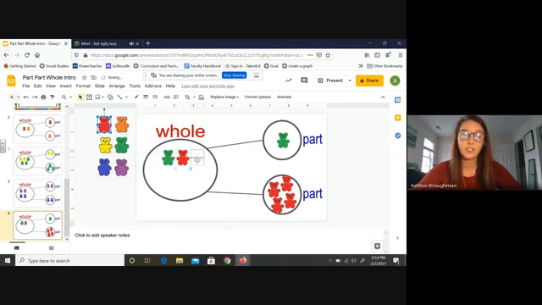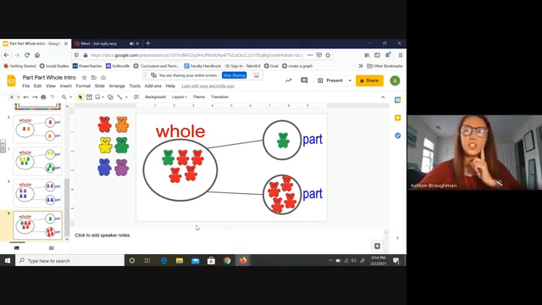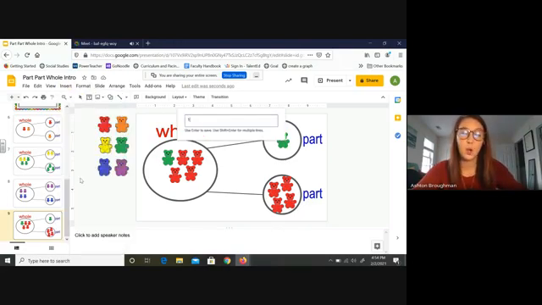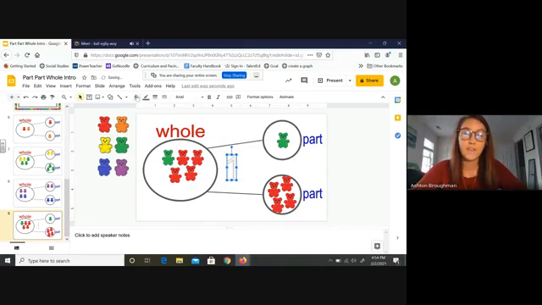Good job, boys and girls. You guys are doing such a great job. So my whole is four red teddy bears and one green teddy bear. Now, if I wanted to count this, if I wanted to use numbers, I could say one of my parts is one because I have one teddy bear. So one part is one.